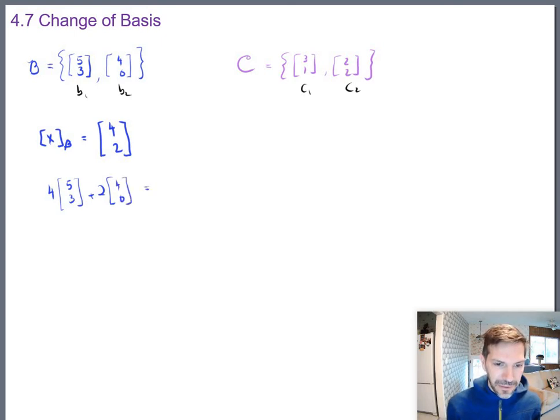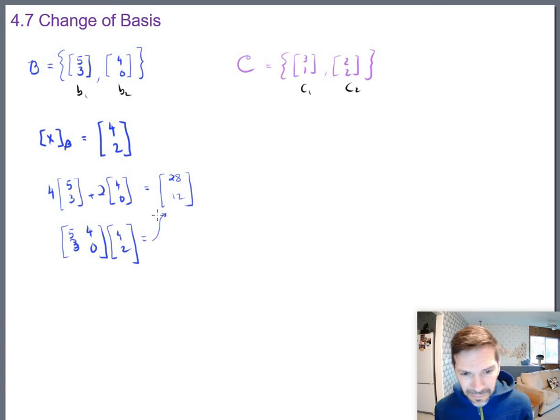And that comes out to, let's see, that's 28, 12. You can write it that way, or if you like matrix multiplication better, you can write the same thing this way. That means exactly the same thing and gives the same result. So that's the numerical way to think about these coordinates in this basis.